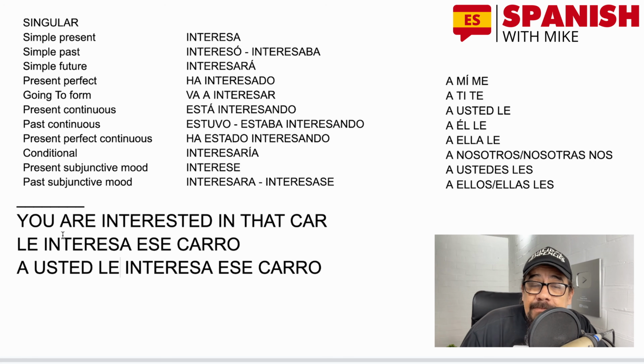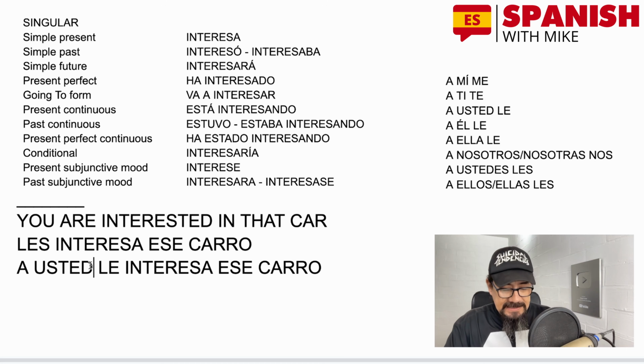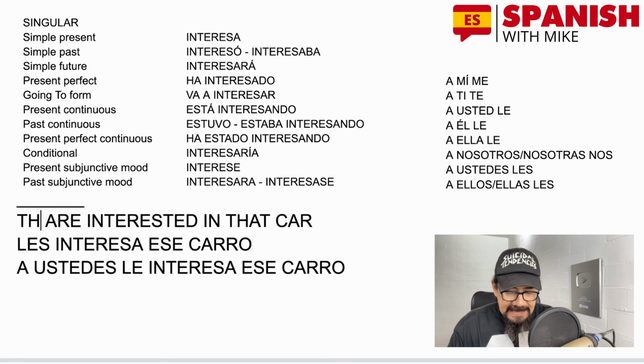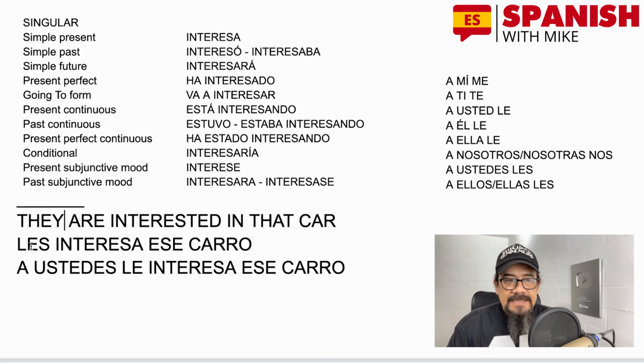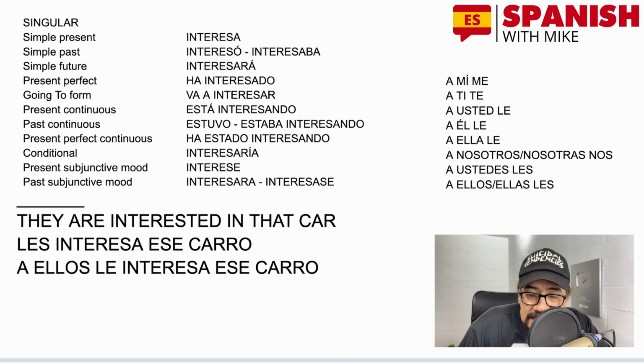How about you if it's plural? Ustedes. Les interesa. A ustedes. That's getting easy, right? We're just following the tables. And if it's they, it's still les, but we change that for ellos or ellas. Ellos, ellas. It's the same. A ellos, les, gender is the same.